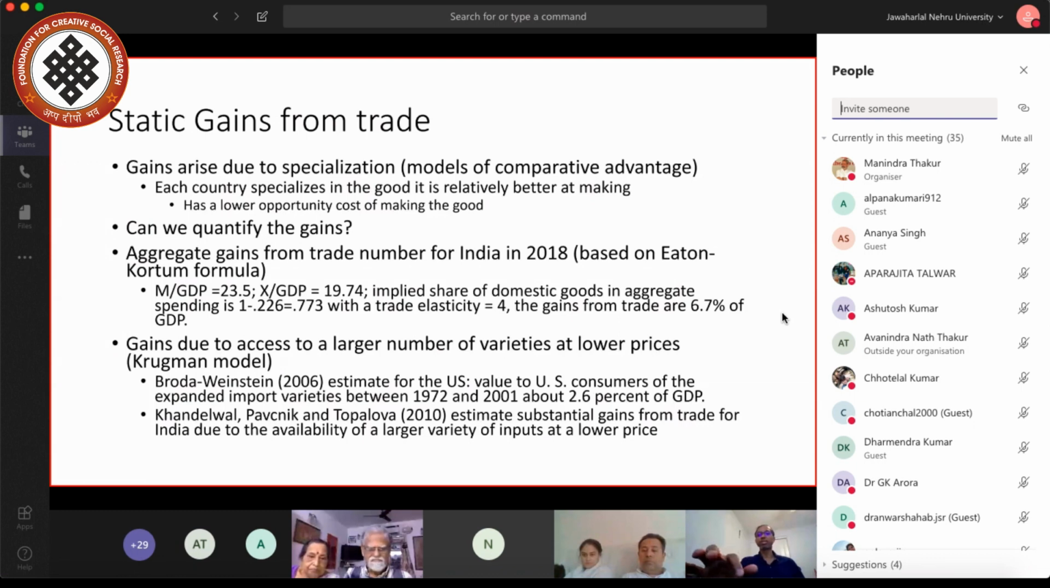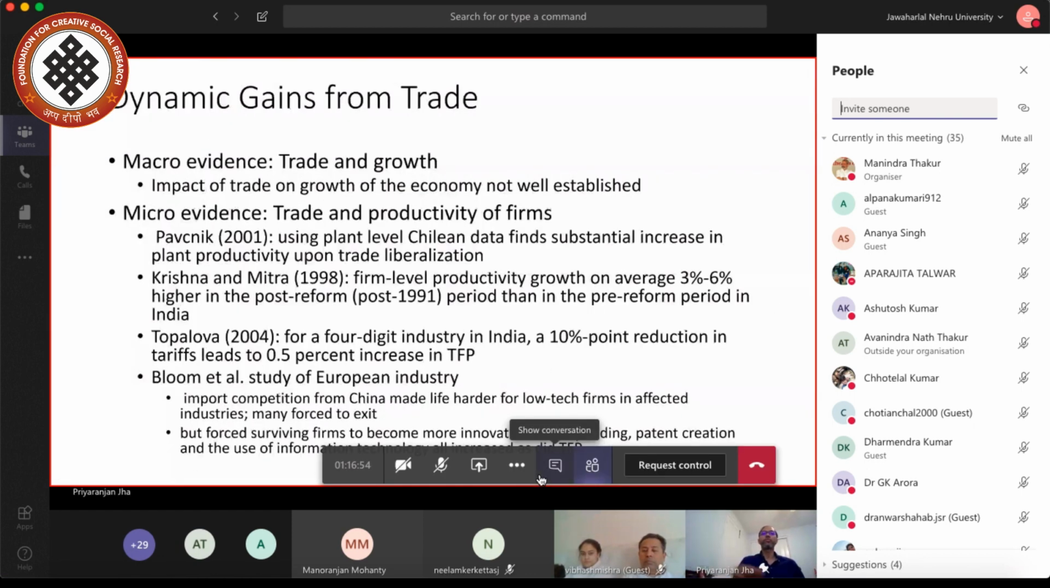So just as consumers have a love of variety, you can think of a love of variety in production functions as well. That is, the productivity of a firm improves if they have access to a large variety of inputs, and they quantified these gains for India, and they found substantial gains from trade due to the availability of a large variety of inputs.